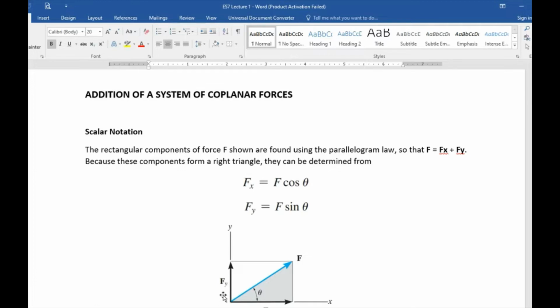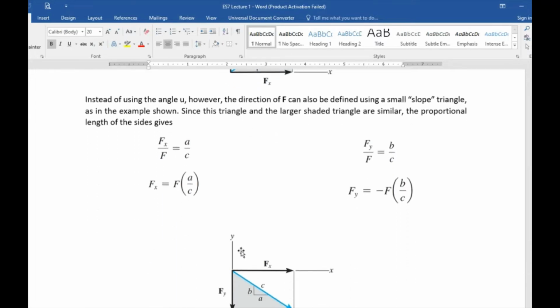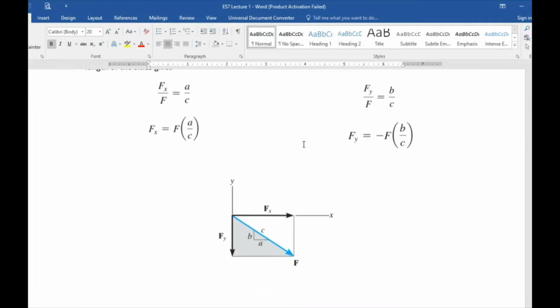So, parang high school math lang to, no? If you remember SOHCAHTOA, it is applicable kapag right triangle. And then, instead of using the angle theta, however, the direction of F can also be defined using a small slope triangle, as in the example shown. Since this triangle and the larger shaded triangle are similar, the proportional length of the sides gives the following.